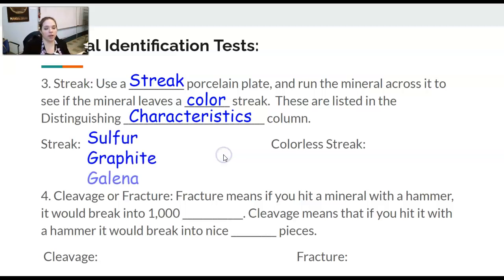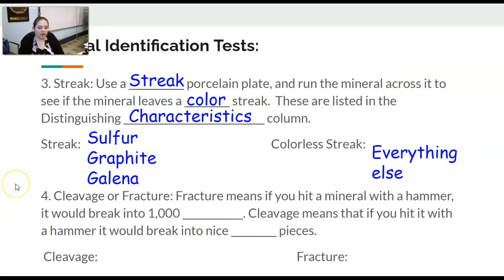Then I did graphite and galena, which kind of makes sense with the graphite because graphite is in your pencil. So yeah, it would leave a streak because it leaves a streak on your paper. That's how we can see your pencil marks. Colorless streak, that's everything else. That's all 7. They do not leave any streaks. You would think that maybe they could, but they don't.